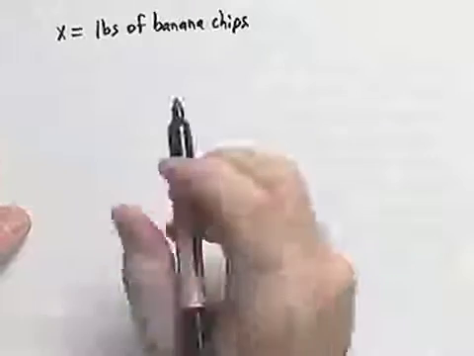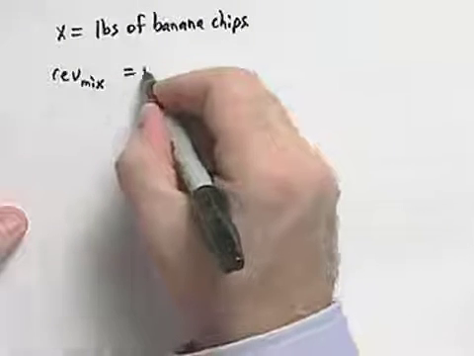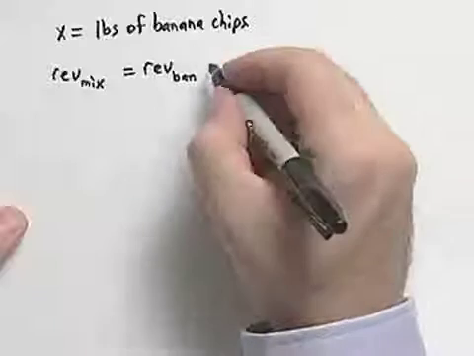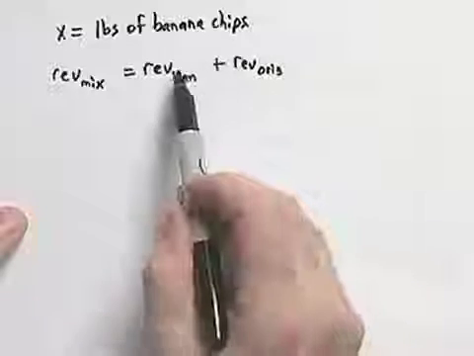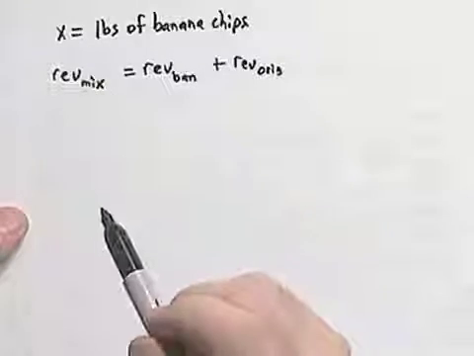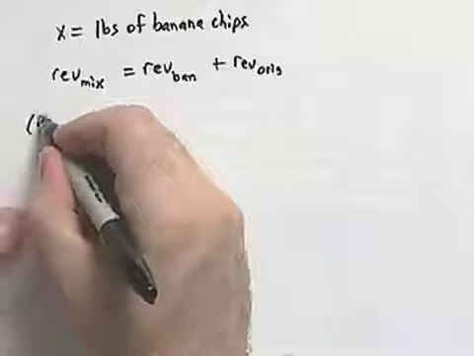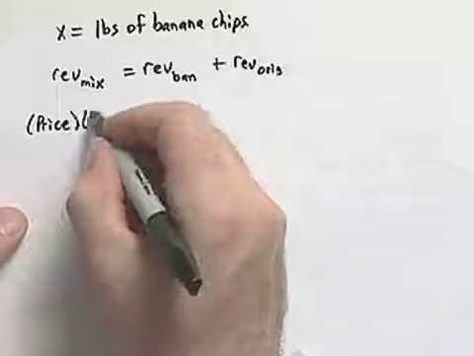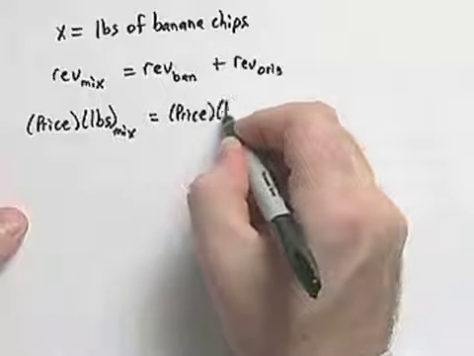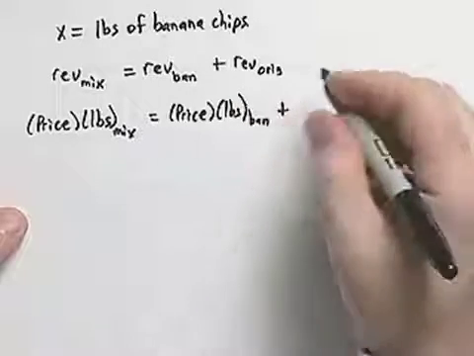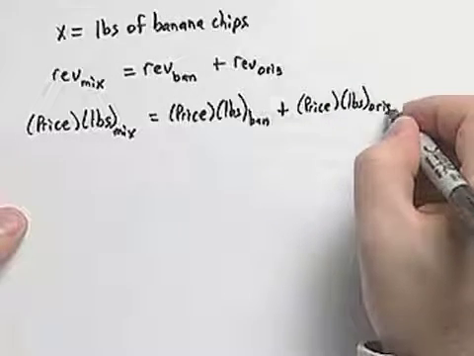Next, it's helpful to write a word equation. What we know is that the revenue from the mix is supposed to equal the revenue from the banana chips plus the revenue from the original mix. We want no loss of revenue, so the combined revenue for these two separately must equal the revenue from the mix. Now, how we get the revenue is by selling pounds of the mix. So we can write that's price times pounds of the mix has to equal price times pounds of the banana chips, plus the price times pounds of the original mix.